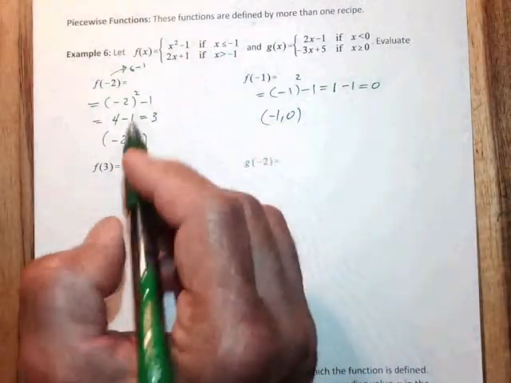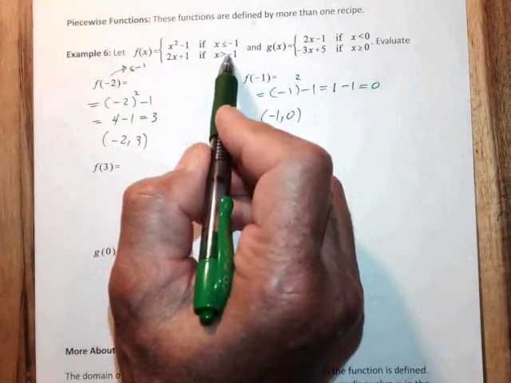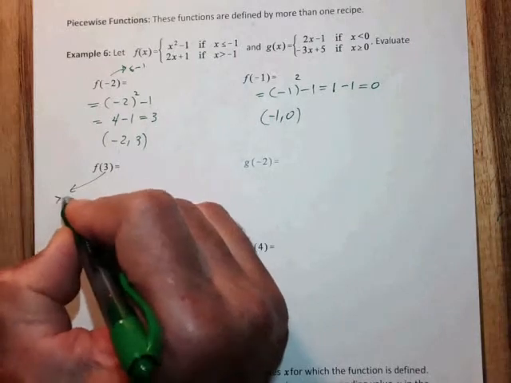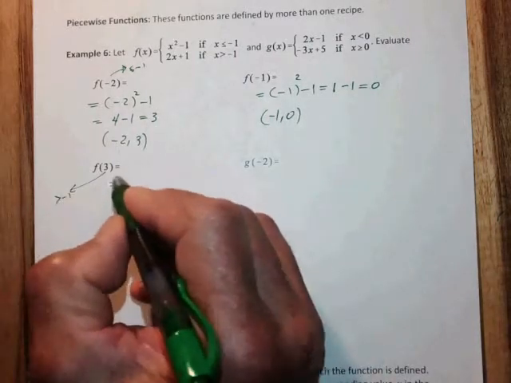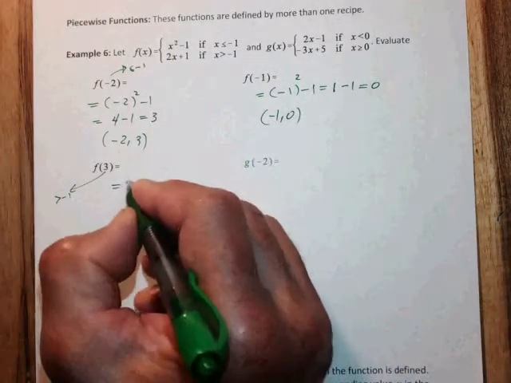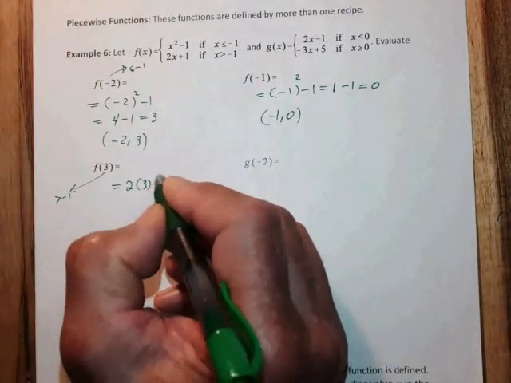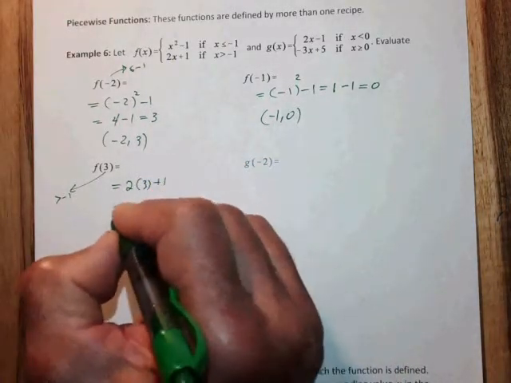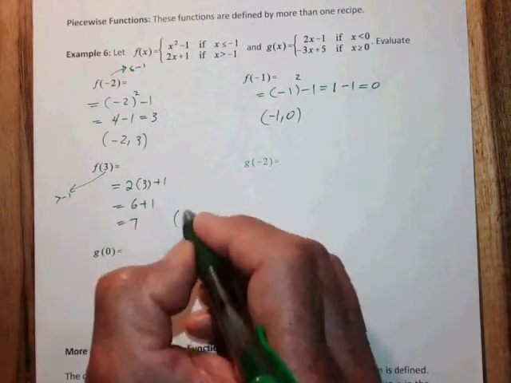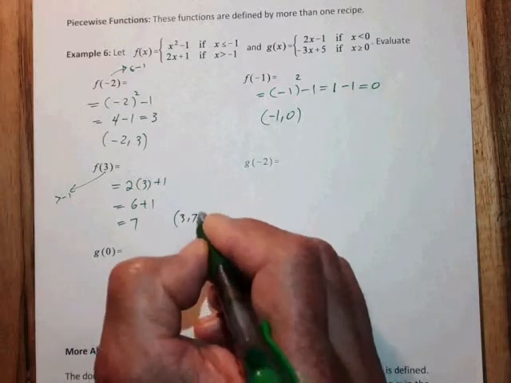f of 3, clearly 3 is bigger than -1. So what you do, you have to use the second formula. 2 times 3 plus 1, this is 6 plus 1 is 7. So you have 3 and 7.